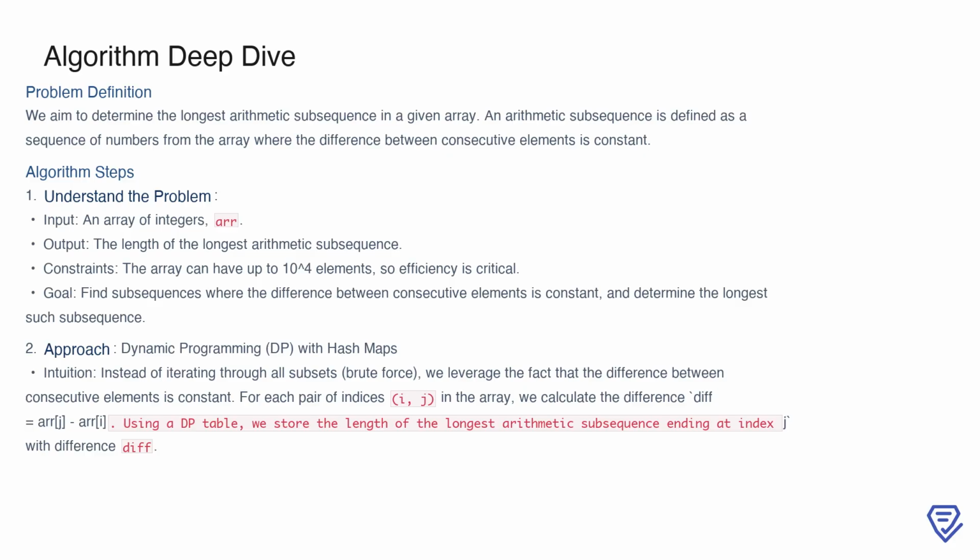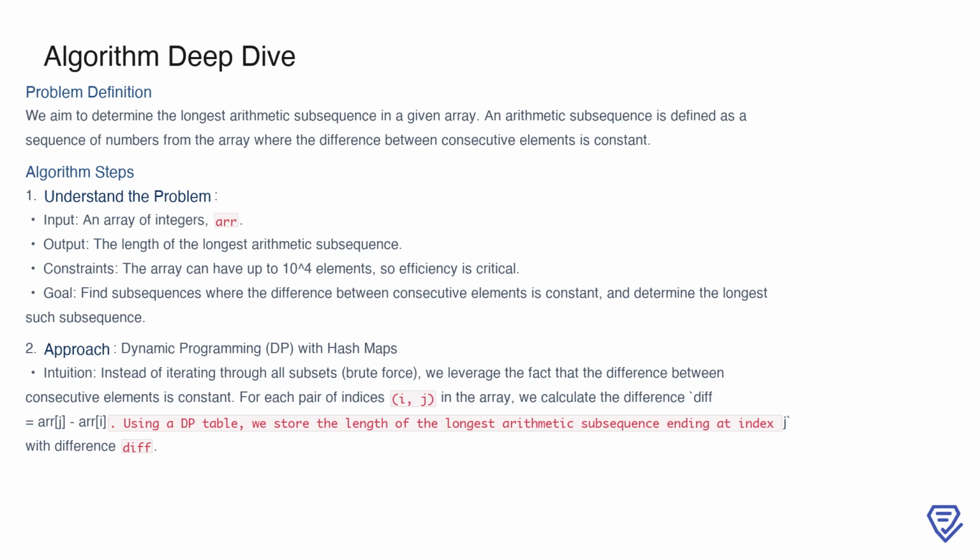Instead, we use dynamic programming with hash maps. The key insight here is that for any two indices in the array, the difference between their values can serve as a unique identifier for the subsequence they belong to. By storing and updating the lengths of these subsequences in a structured way, we can efficiently solve the problem in a scalable manner.